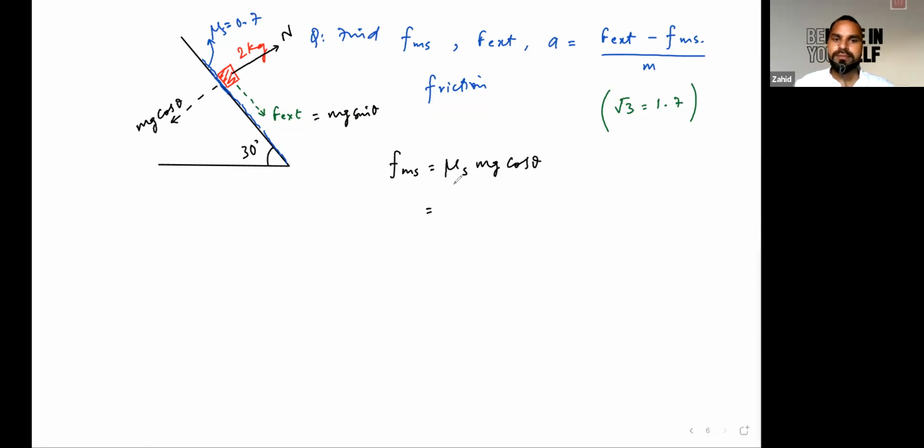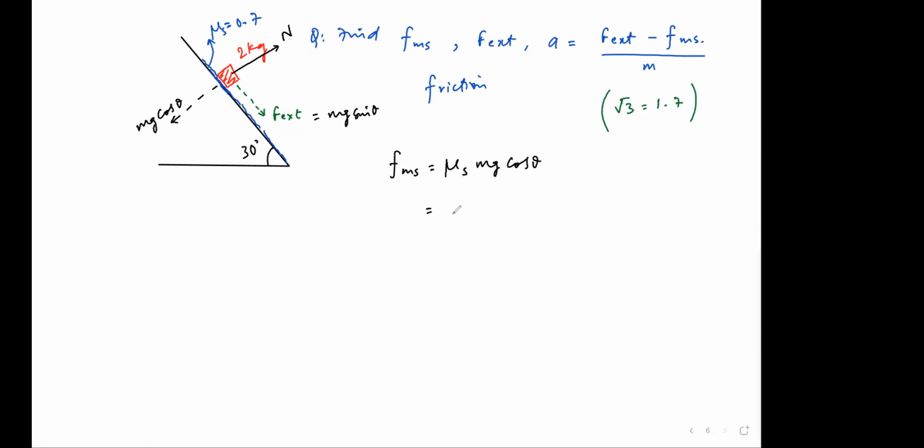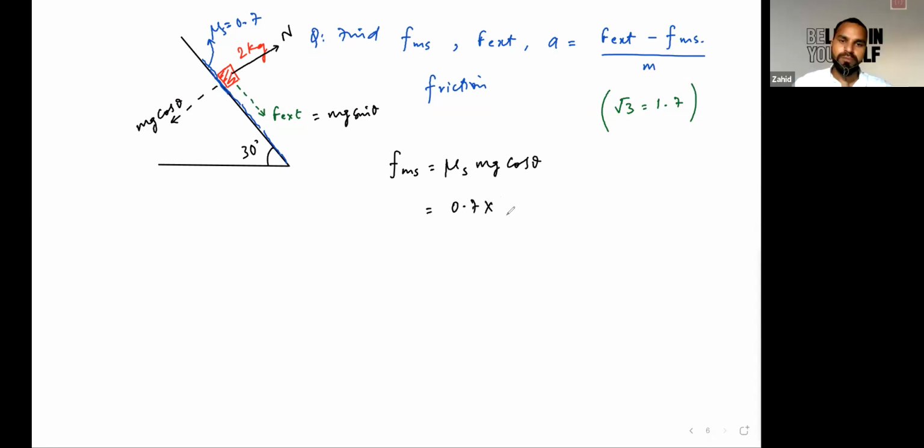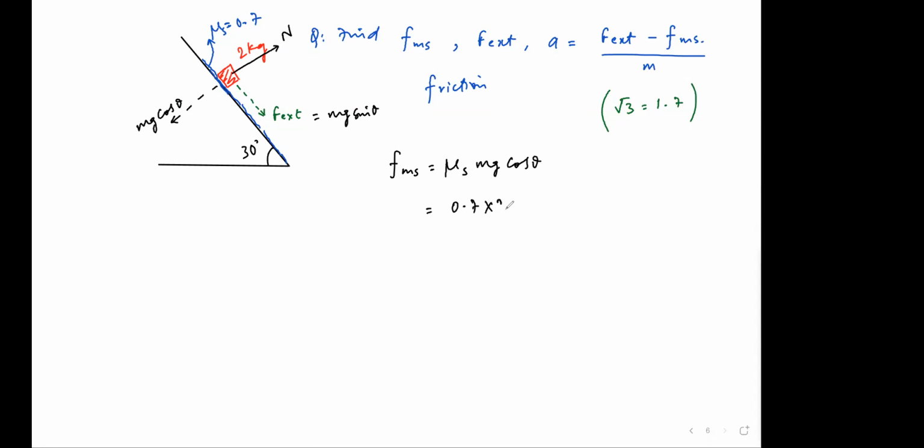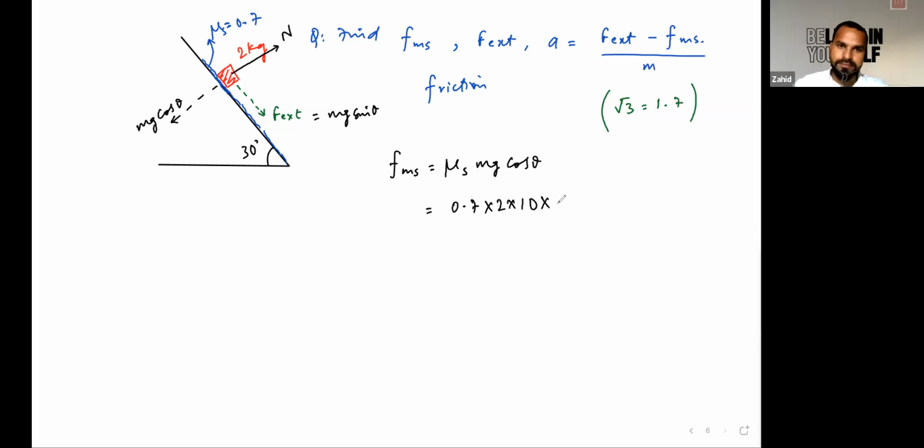Hamza, tell me the value of mu s. Sir, 0.7. Good. Mass of block is 2 kg, and take the gravity to be 10. Cos of 30 degree is root 3 by 2, so this 2 and this 2 would cancel out. Root 3 is 1.7. If you multiply it by 7, it will be 119 into 10, so it will be 11.9 Newton, or you just take it as 12 Newton. Is it clear to this part? Yes, sir.